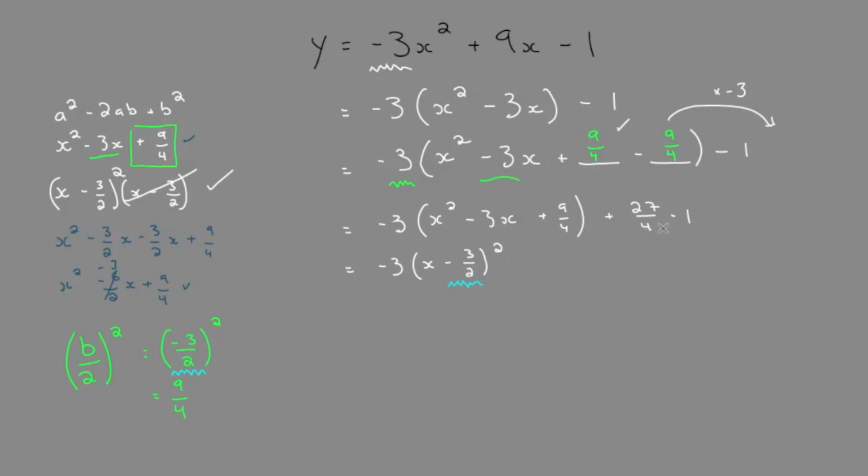And then when we simplify this, we'll have 27 over 4 minus 4 over 4. So this would be 23 over 4.